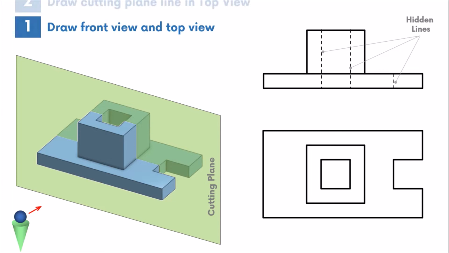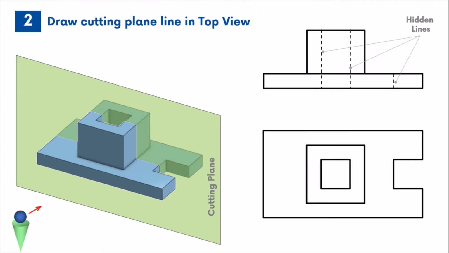In the next step, we show the location of the cutting plane by drawing a cutting plane line in the top view. The arrows at the corners indicate that the section will appear in the front view.